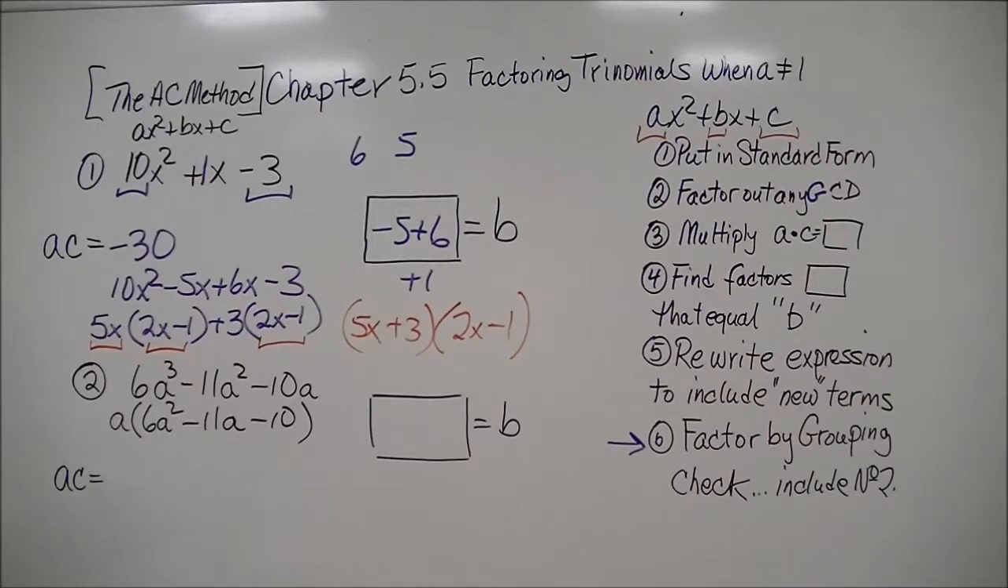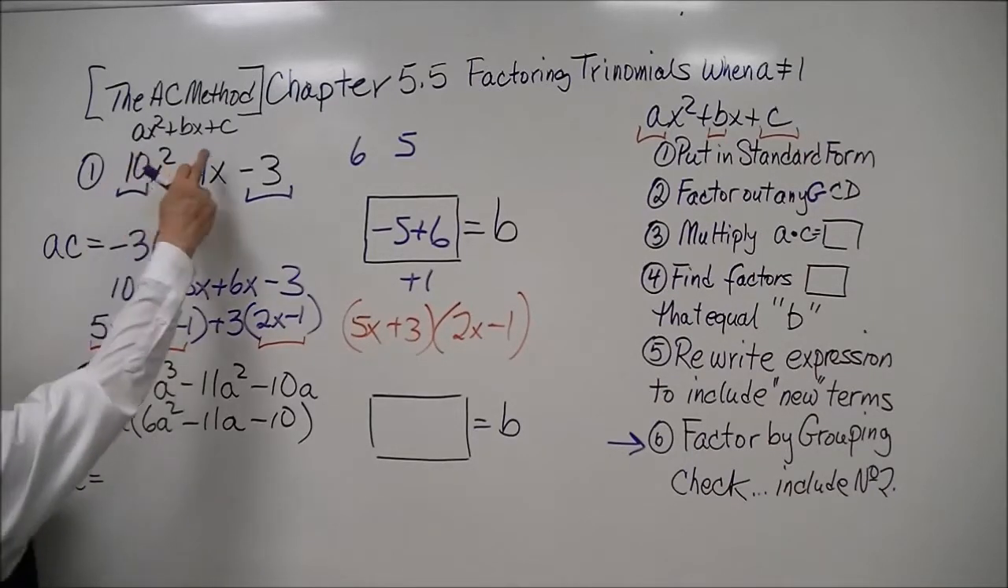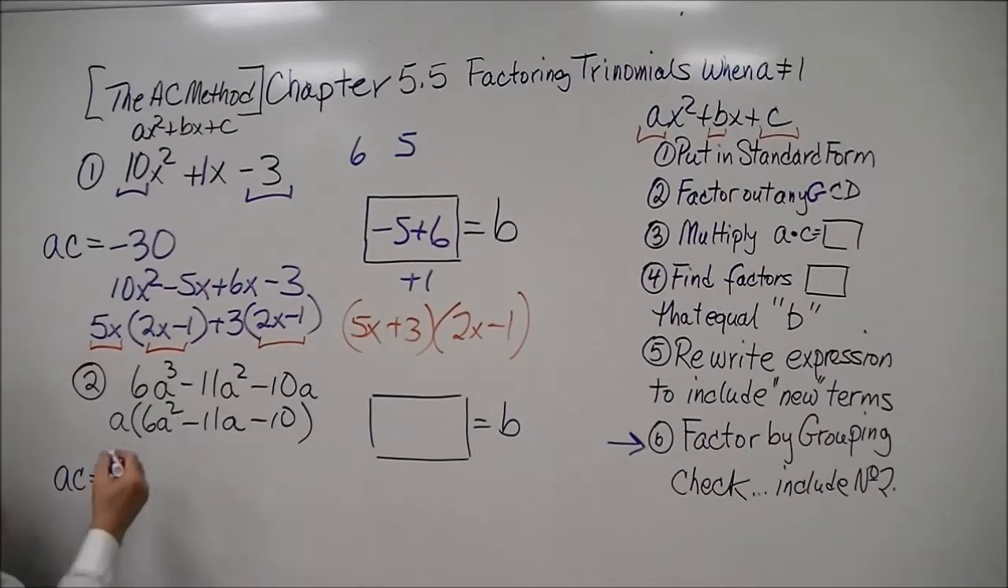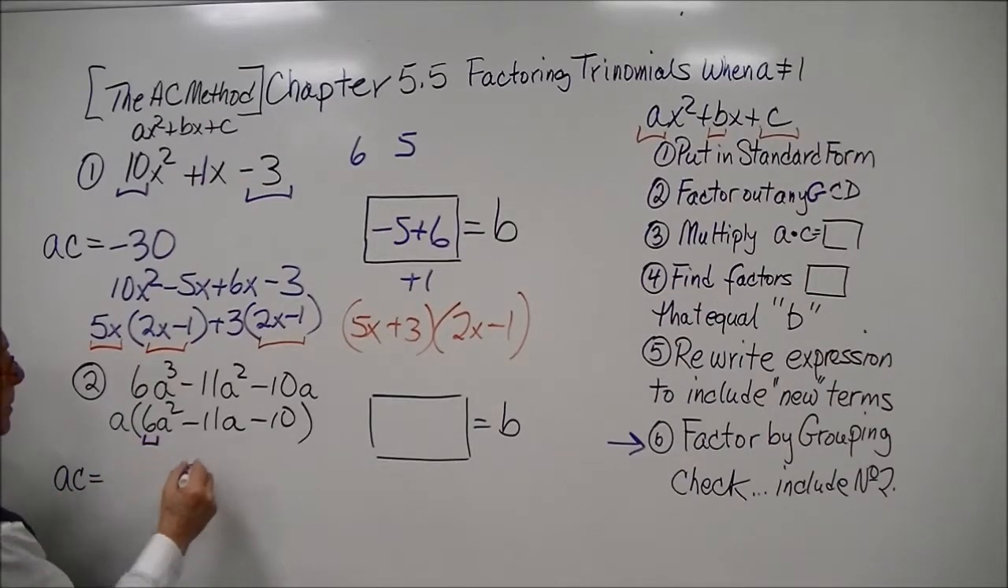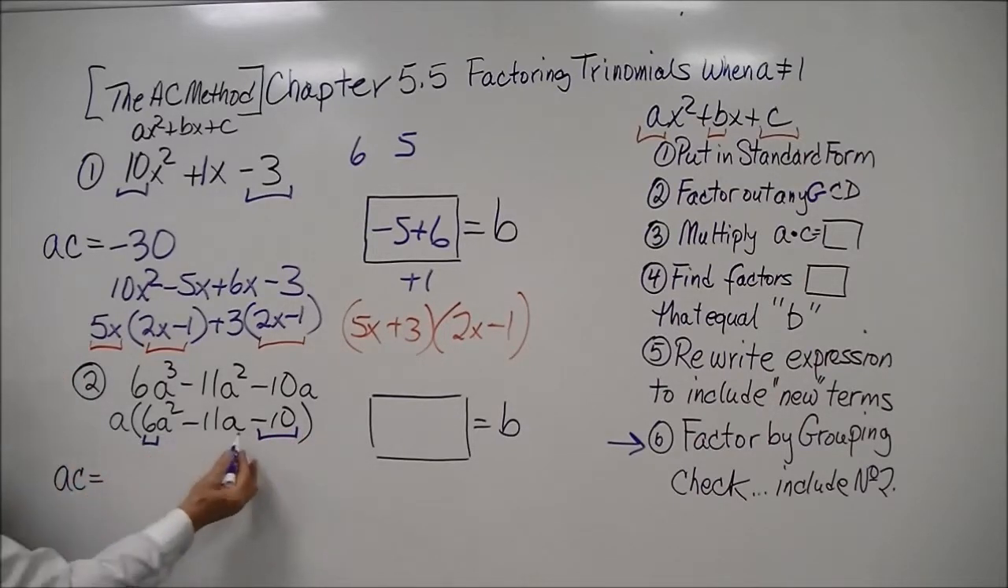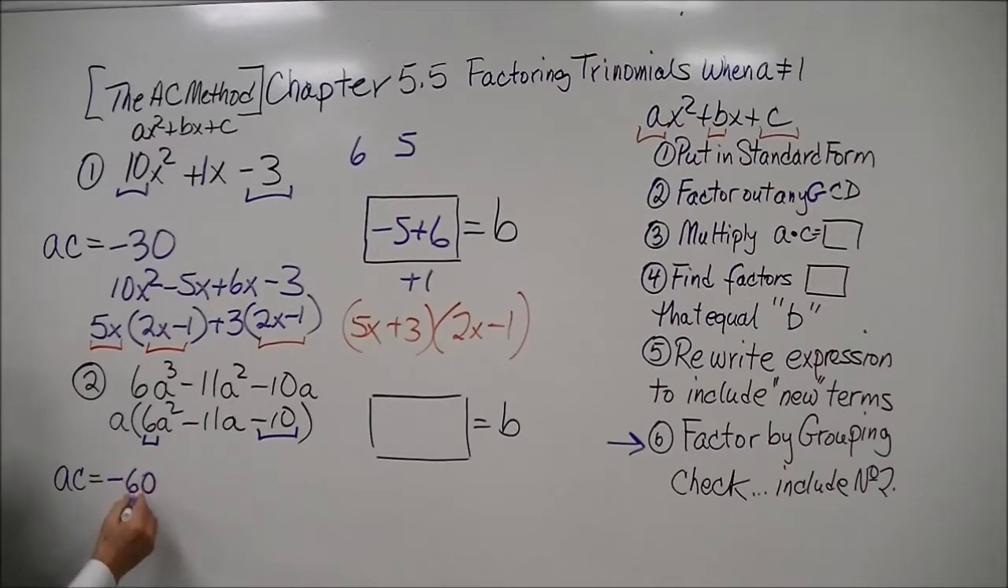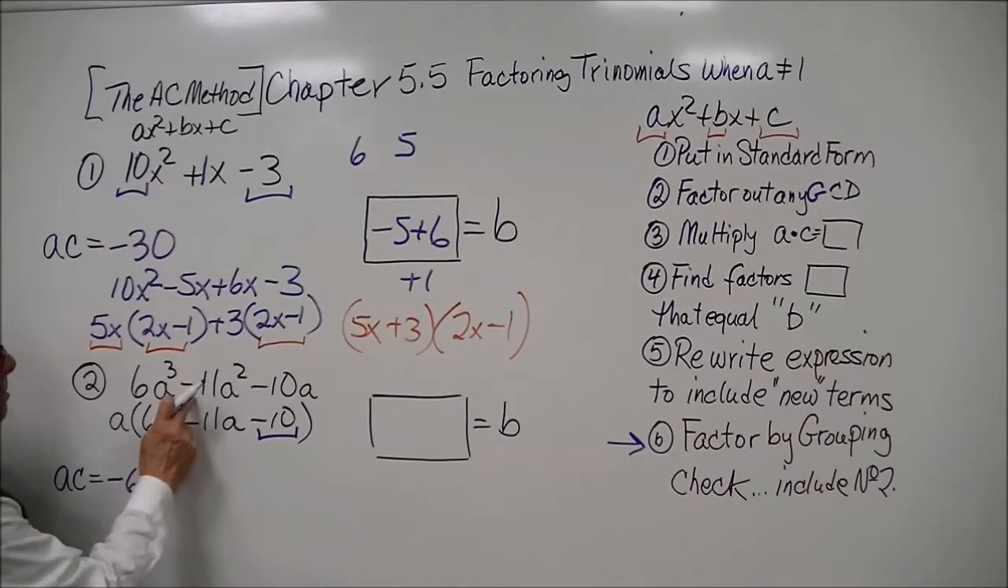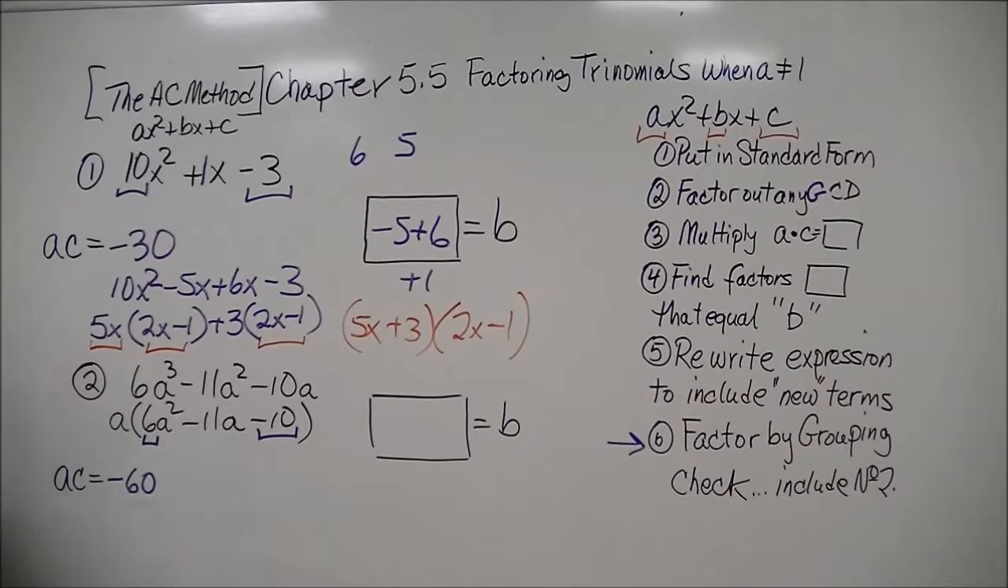Now this next part's pretty easy. We want to define what will the product of AC be, our A term and our C term. Well, that's going to be a negative 60. Now, what we're looking for is factors of a negative 60 that are going to add up to a negative 11.